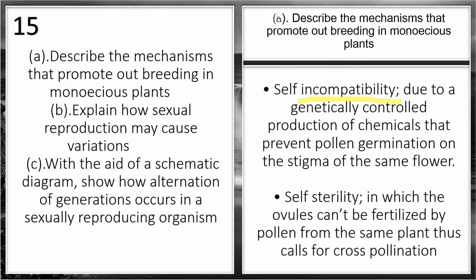Self-incompatibility. This is due to the genetically controlled production of chemicals that prevent pollen germination on the stigma of the same flower. Then there is self-sterility, in which the ovules cannot be fertilized by pollen from the same plant, thus calls for cross-pollination.